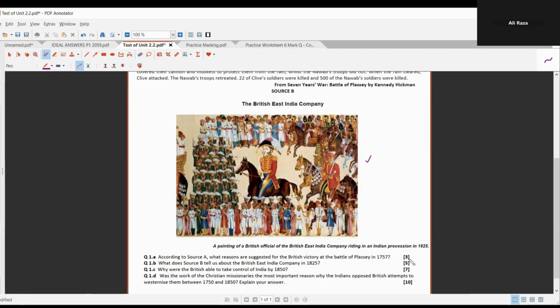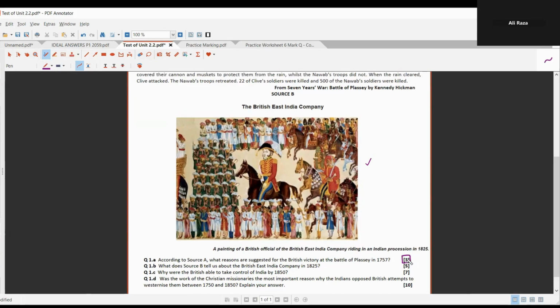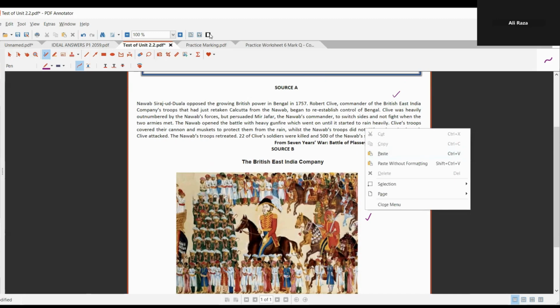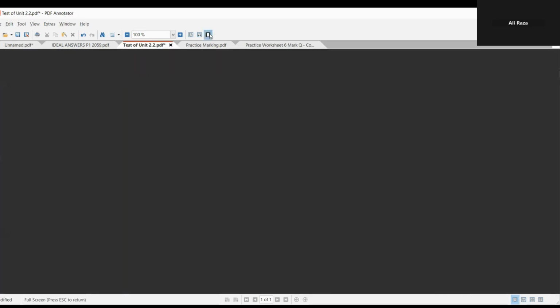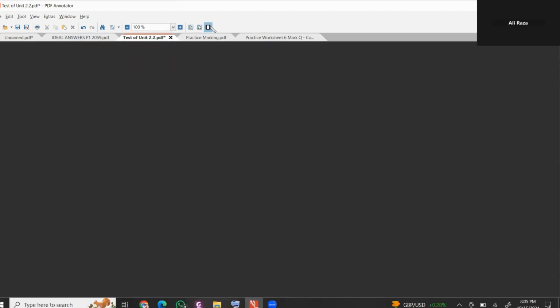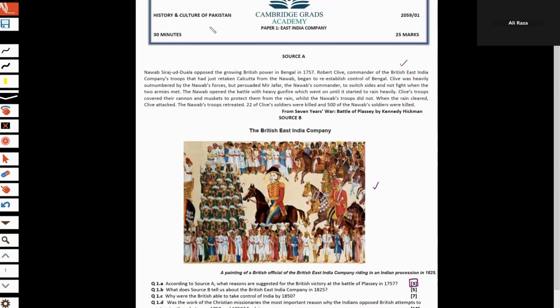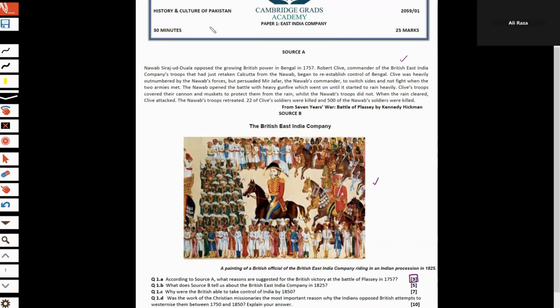So mainly the 3 mark question, which is the source-based, mainly tests your skills for the comprehension of the text that they have given. In this case, the one that you see on the screen is mainly about a battle that took place between, you could say, the Nawab of Bengal, Sirajuddaulah, and British East India Company, which was led by Robert Clive.